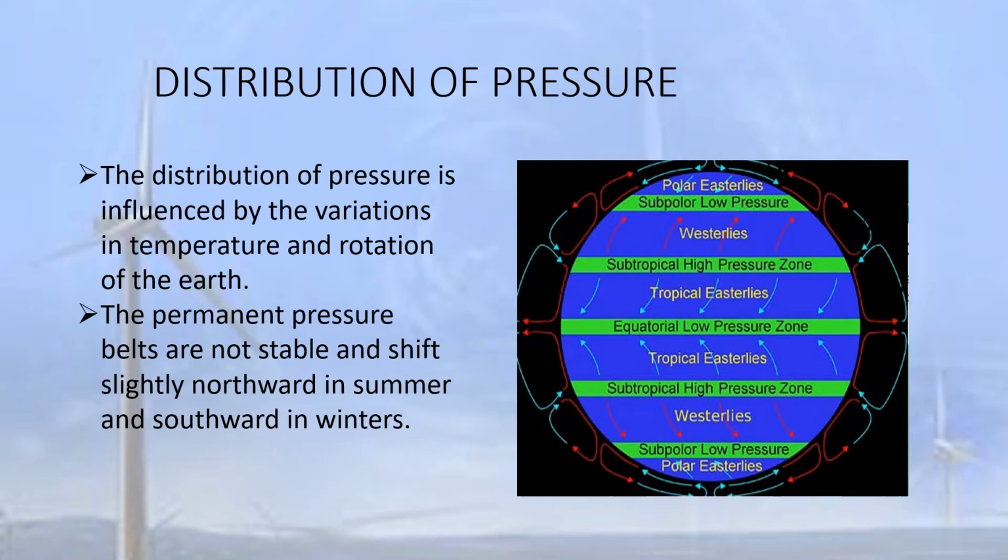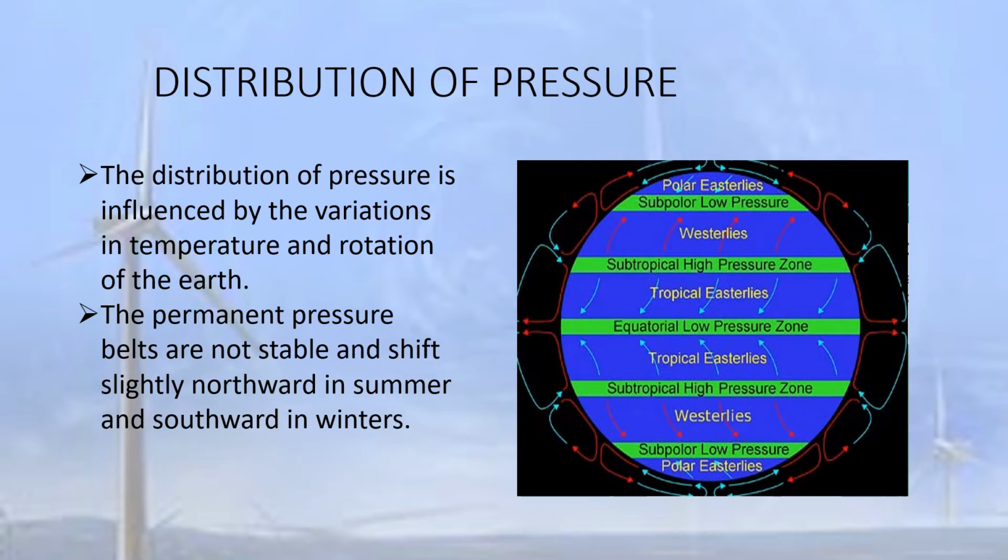Distribution of pressure is influenced by the variation in temperature and rotation of the earth. The permanent pressure belts are not stable and shift slightly northward in the summer and southward in winters. When the rising current of air moves up, cools and descends on adjoining cooler areas, it causes high pressure.